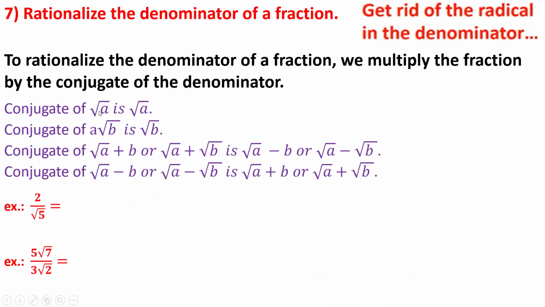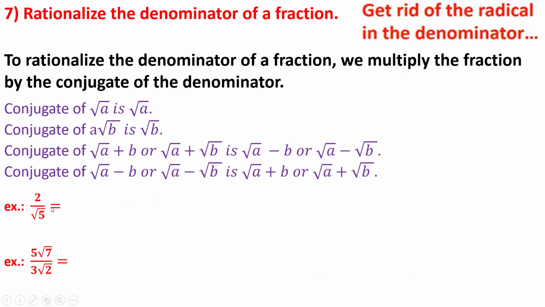For example, if in the denominator I have radical a, what's the conjugate of radical a? It's radical a. The conjugate of radical b, I have to work only with the radical, so it's radical b. The conjugate of radical a plus b is radical a minus b. The conjugate of radical a plus radical b is radical a minus radical b. Also, the conjugate of radical a minus b is radical a plus b. Radical a minus radical b is radical a plus radical b.